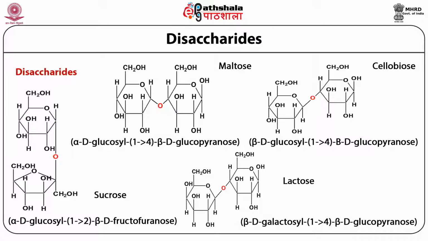Whether the linkage is alpha or beta depends on the anomeric carbon of one sugar unit. If it is axial, that is an alpha linkage. If it is equatorial, that is a beta linkage.